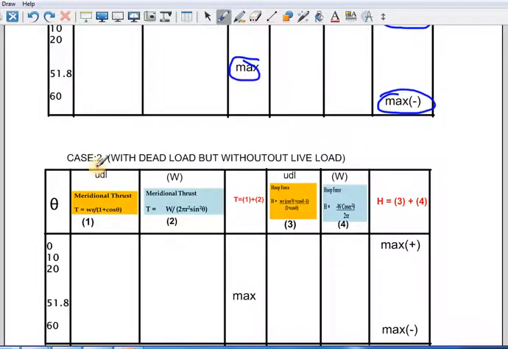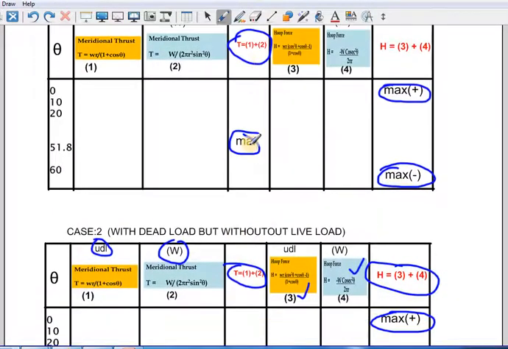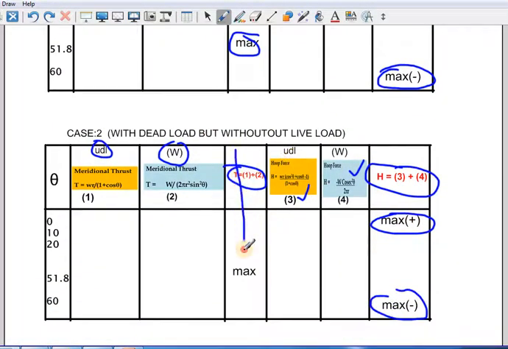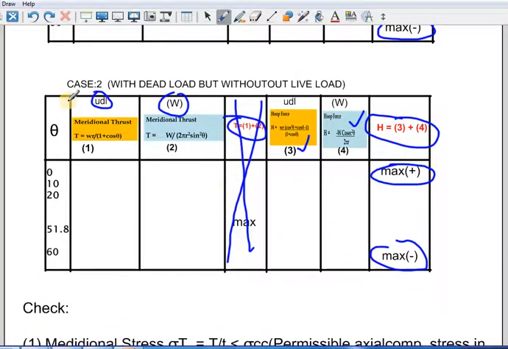In the same way, with the UD load you find t, with the point load you find t, then add both, and that will be the value of t. For h, with the UD load you find this, and with the point load you find that, and add both. So you will get another set of values. You don't need to do t here, because if you remove the live load, the t value will not reflect anything. Only the h value will have variation. So this part you can remove, and only this portion you should consider without live load.